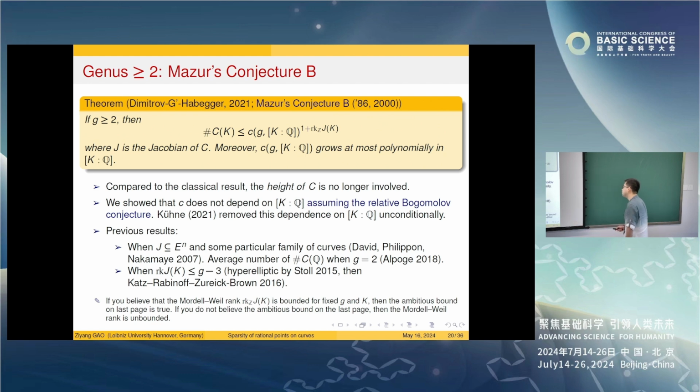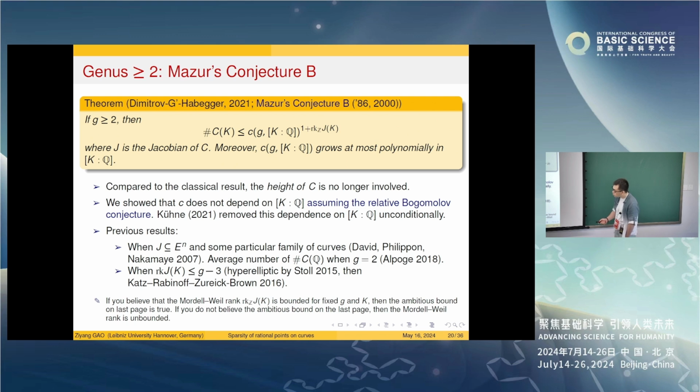And previously, some results in this direction were proved by different people. When J is a subvariety of E to some power, for elliptic curves, it was proved by David-Philippon. Nakamaye and Levin proved the average number for genus 2 curves. Not something as strong as this one, but he proved that the average number is finite. So this proof is based on the Dimitrov-Gao-Habegger method. So Vojta's proof that I explained before.